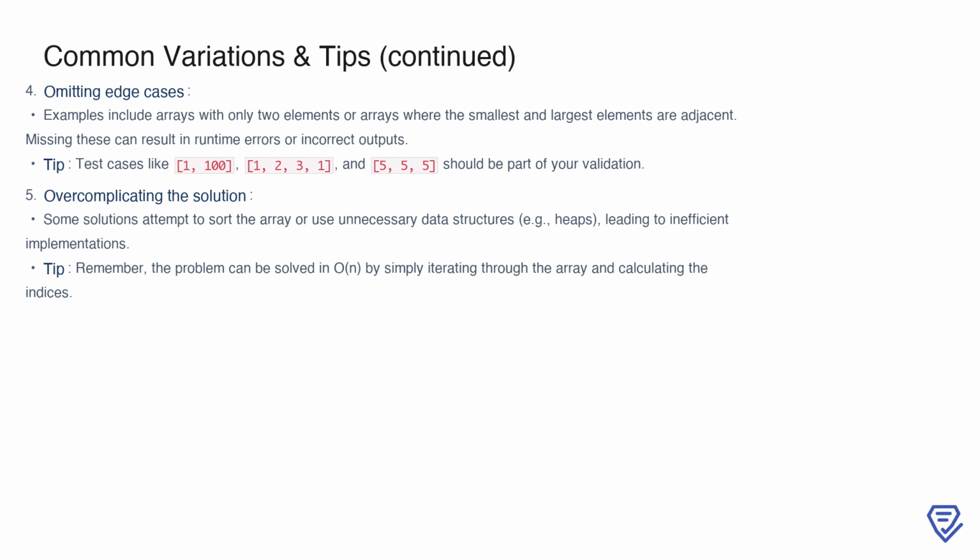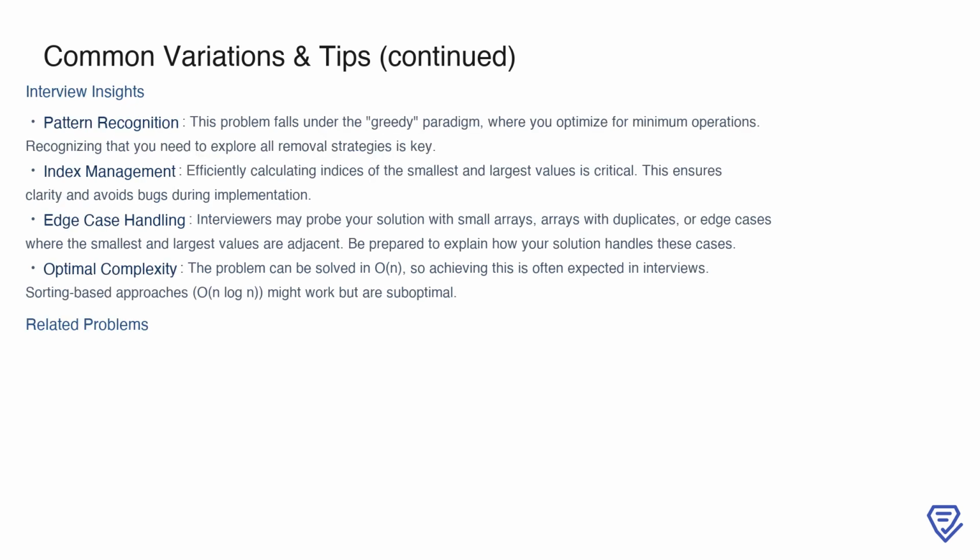adding unnecessary complexity. This problem is a great example of the greedy algorithm paradigm, where the goal is to optimize for the minimum number of operations. Recognizing that you need to explore all removal strategies is central to solving it effectively. Efficient index management is another critical skill here. You need to calculate the indices of the smallest and largest values accurately, avoiding potential bugs during implementation.